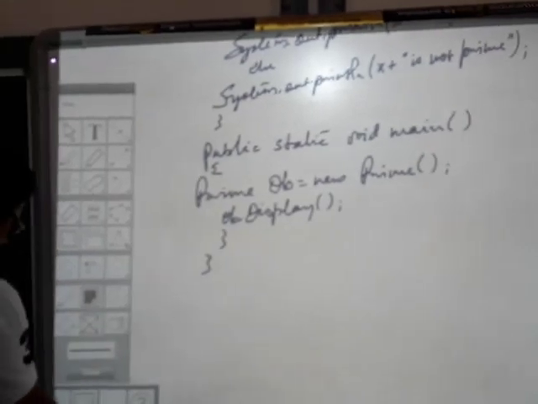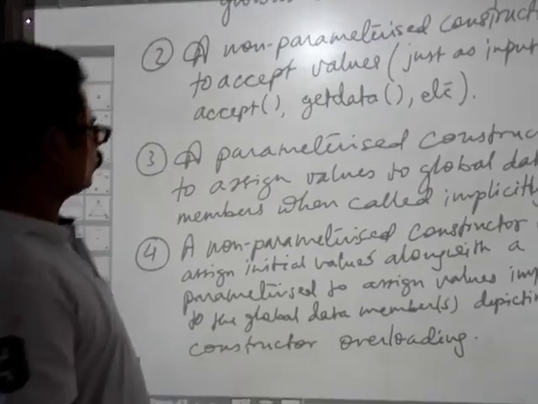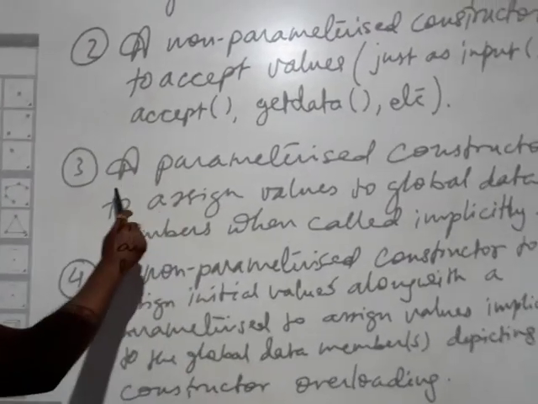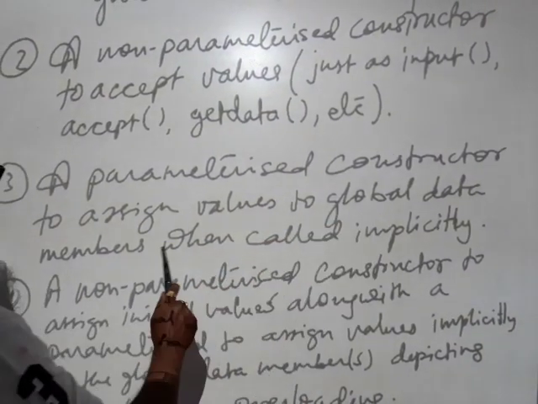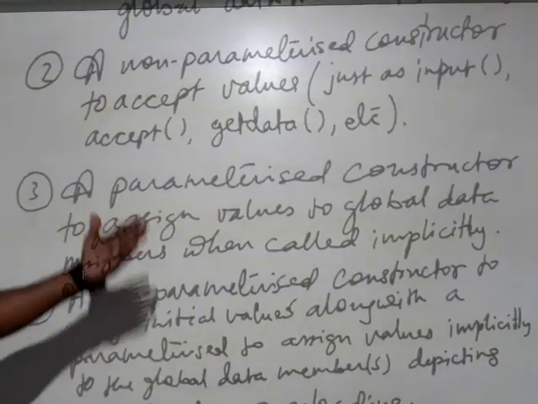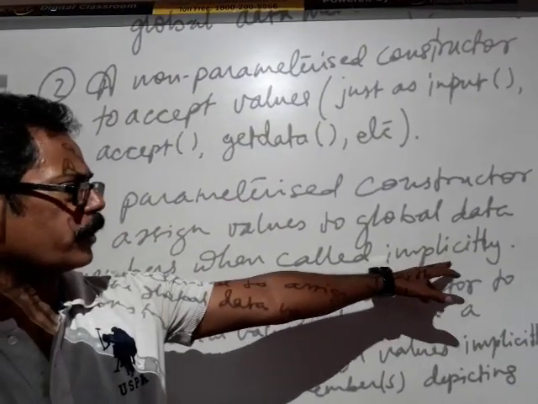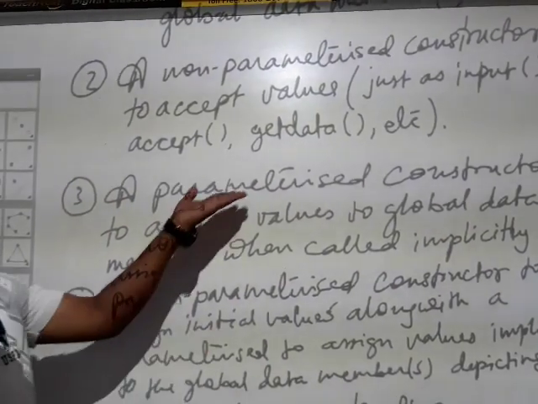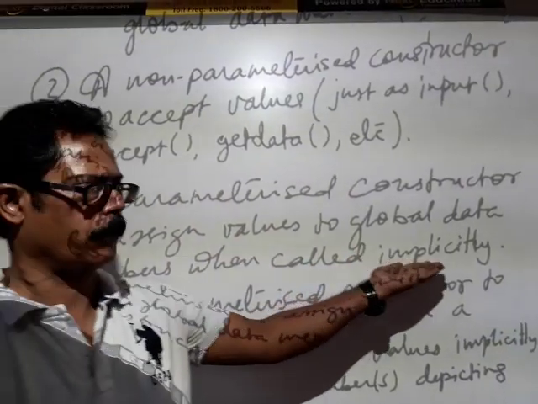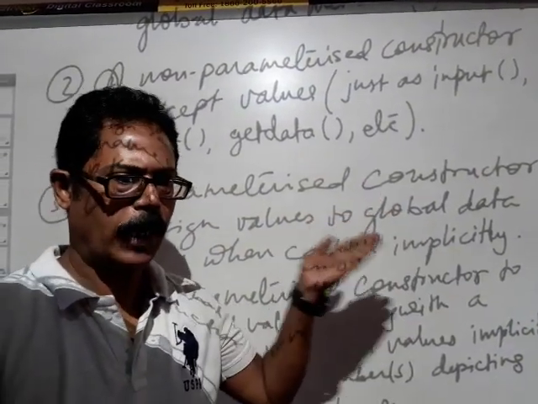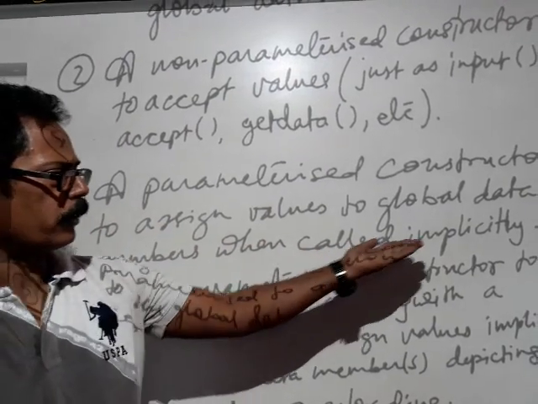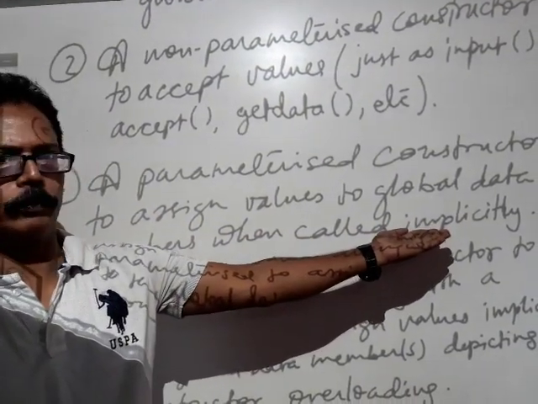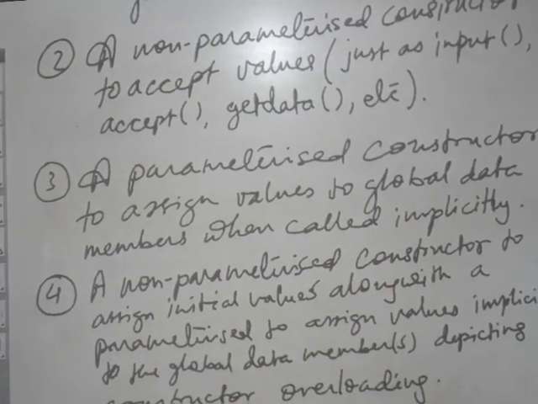That is the third one. In the third case, we have a parameterized constructor to assign values to global data members, that is instance variables or class variables, when called implicitly. Whenever you have a parameterized constructor, that has to be called implicitly from the main method. Okay, that means values have to be assigned when you are creating the object, in the constructor itself.